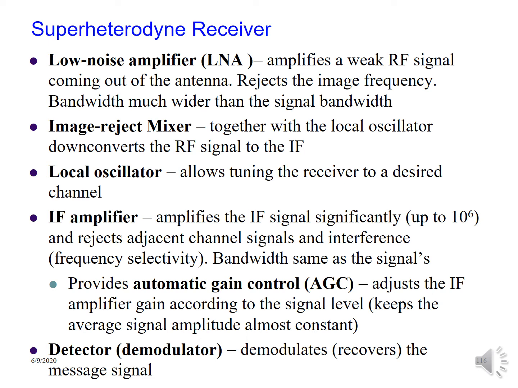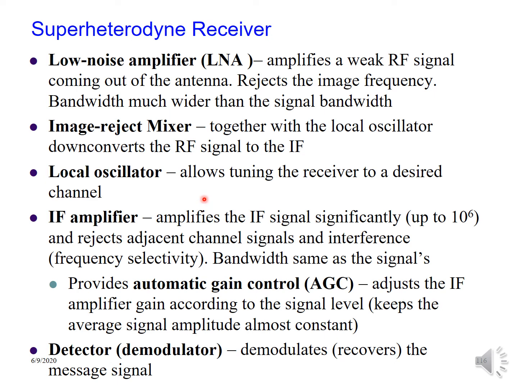This is the block diagram of a super heterodyne receiver. We have a low noise amplifier, which amplifies the weak RF signal coming from the antenna. After traveling, we have to amplify it, but make sure the noise is low. Then the image reject filter rejects the image frequency, so that the image signal does not exist and become interference at the mixer, together with the local oscillator to down convert the RF signal to the IF.